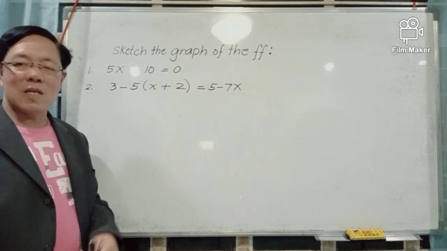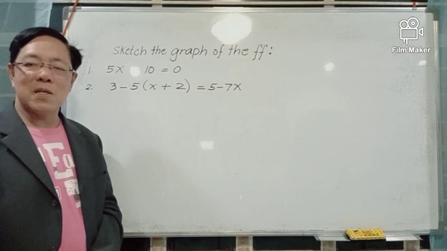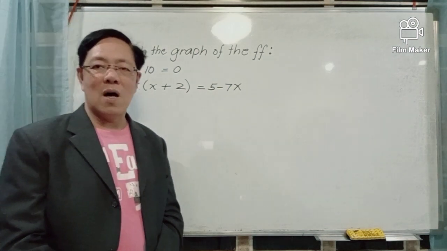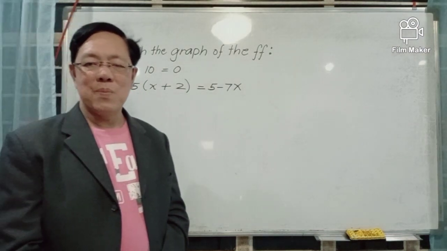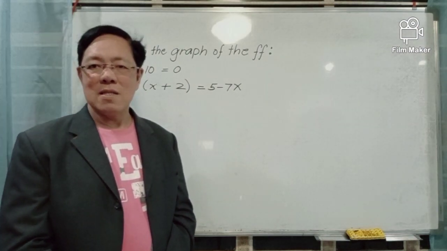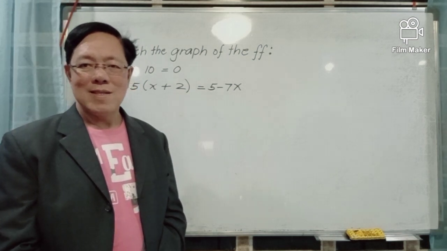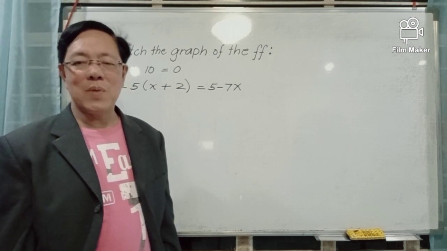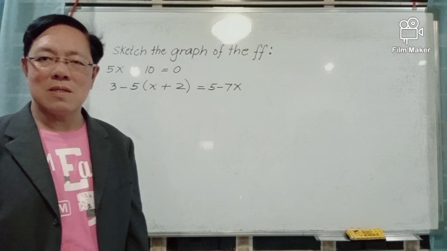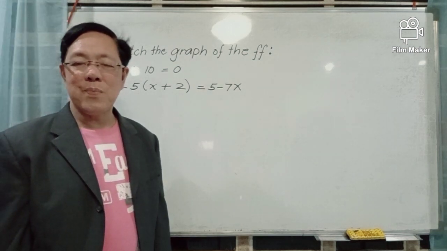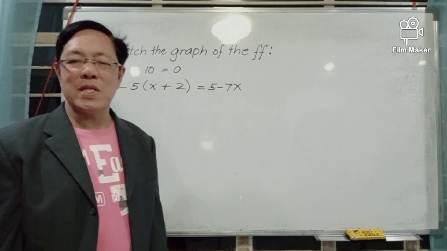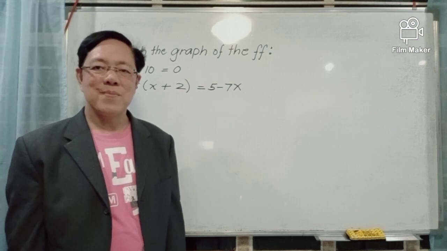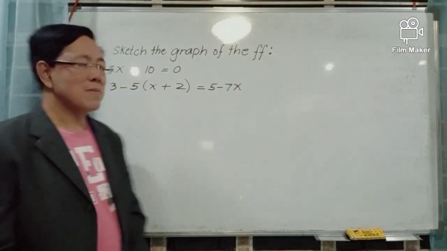Because the two equations given are linear equations in only one variable x, we expect that the graphs of these two equations will be vertical lines passing through a point on the x-axis, perpendicular to the x-axis, and parallel with the y-axis. To find that point of intersection of the x-axis and the vertical line, we have to solve for x from each of the given equations. We start with number 1.